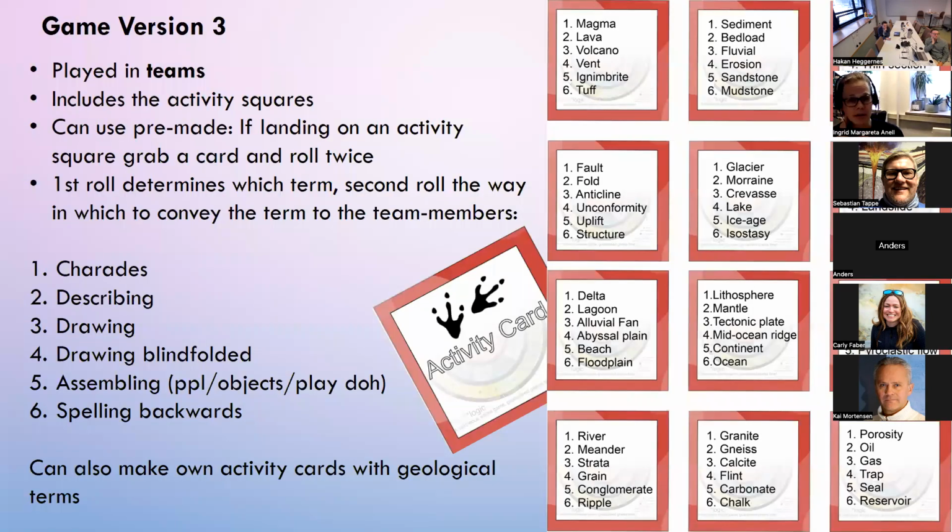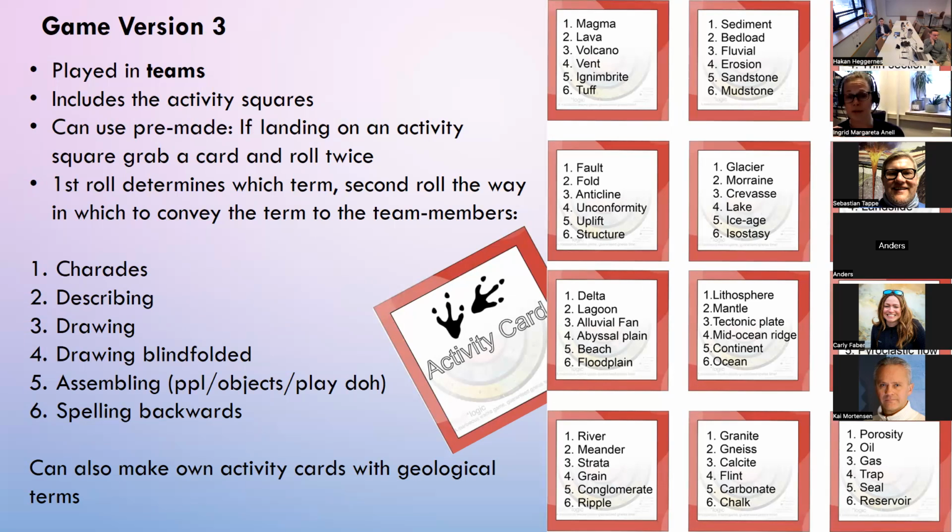In game version 3, this is the one where we play in teams, and this one is really where if you are looking even more towards team building, fun, in a setting maybe where you're away on a field course and you want to do something with the students in the evening. So you play this in teams, and then there is the third type of square, the activity square. And if you land on that, you can either make your own, or you can use these ones that are shown here, which are pre-made.